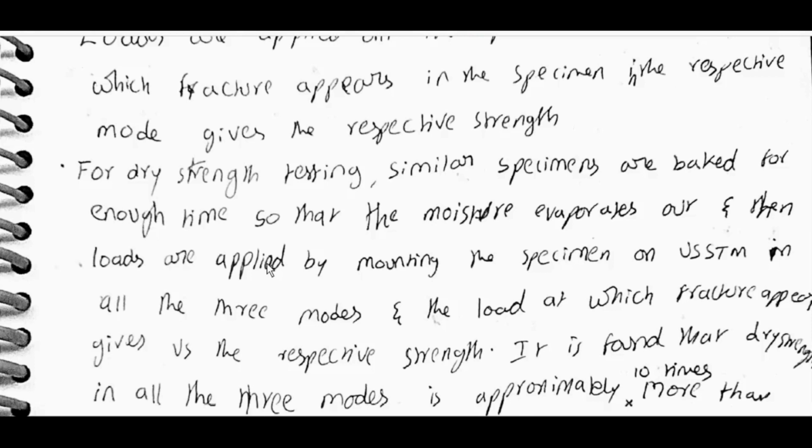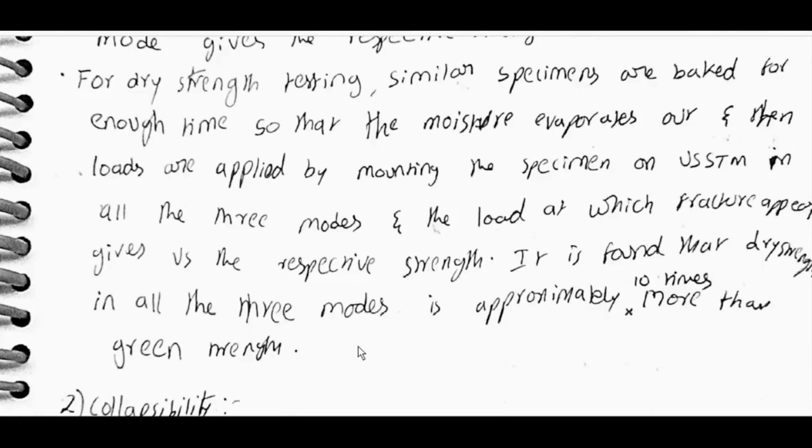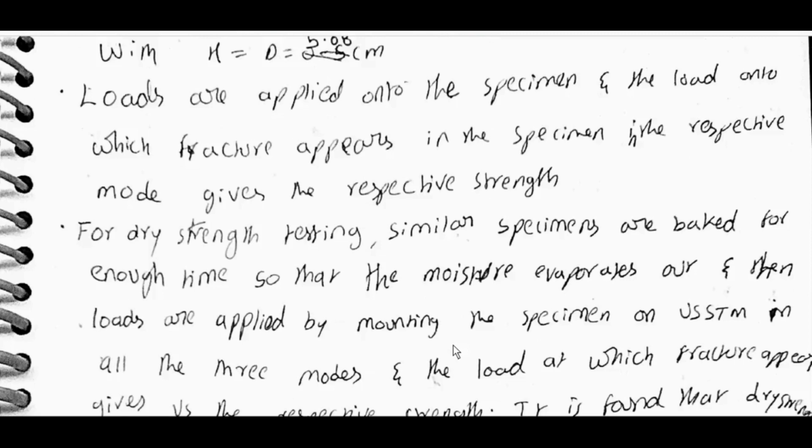For dry strength testing, similar specimens are baked for enough time so that the moisture evaporates out, and then loads are applied by mounting the specimen on USSTM in all three modes, and the loads at which fracture appears give us the respective strength. It is found that dry strength in all three modes is approximately 10 times more than green strength.